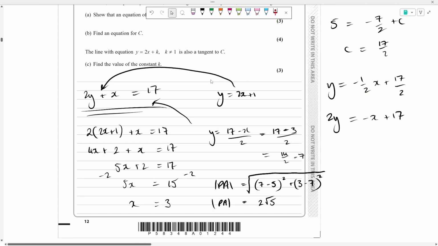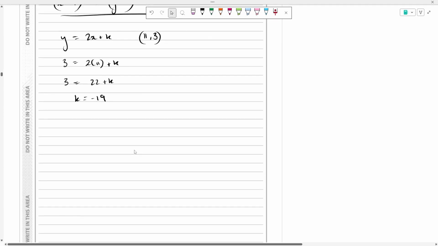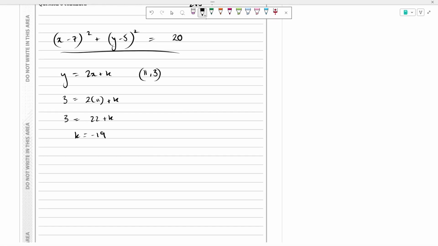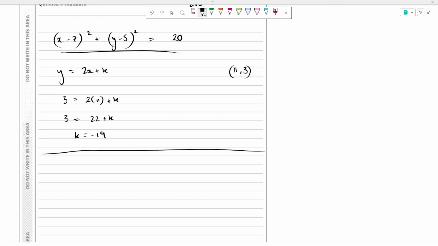Okay, but if you don't believe me that k is minus 19 using this method, I'm also going to show you using the discriminant method. Using the discriminant method, we're going to substitute this into the circle here, and we're going to end up with 2 coordinates. So we have x minus 7 all squared, plus, substituting this into here, 2x plus k minus 5 all squared is equal to 20.